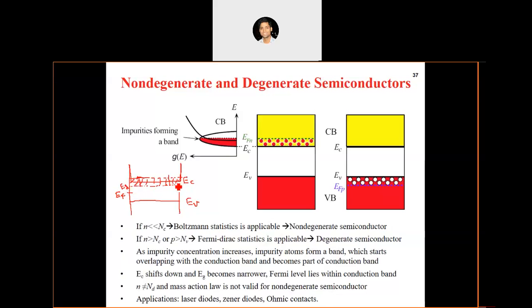So what will that mean? That will mean that the Fermi energy has shifted, because if you remember, the definition of Fermi energy is the last occupied energy level, isn't it? So the Fermi energy now gets shifted within the conduction band, which is what is being shown here. Because there is this overlap and most of these states are occupied, the Fermi energy level now falls within the conduction band.